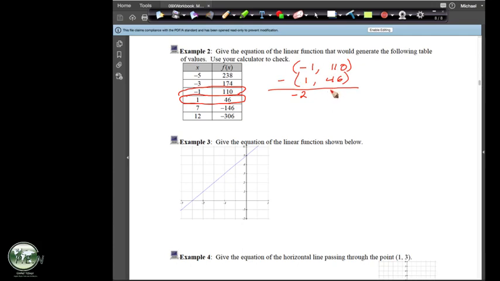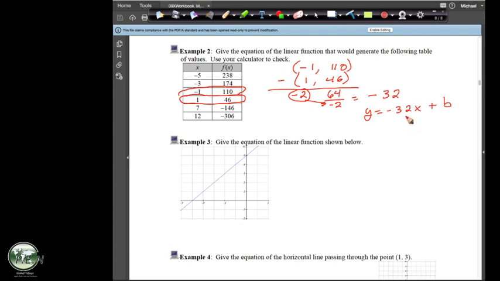Okay, 64. Probably would have got there eventually. Then we take the x coordinate, tuck it underneath the y coordinate. That's our slope. This will reduce: 64 divided by 2 is negative 32, right? That's our slope. So then we've got y equals -32 times x plus b.